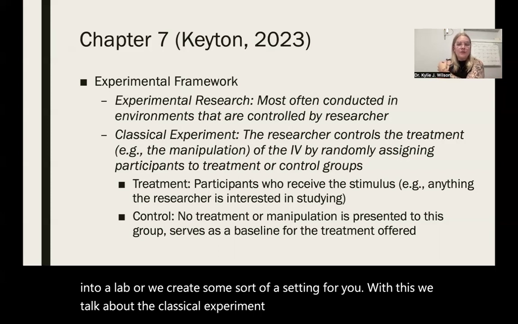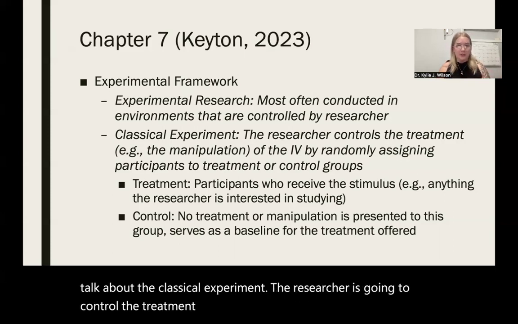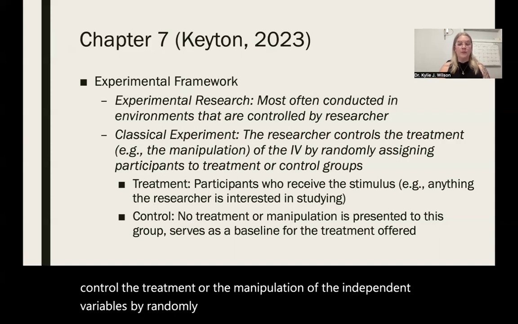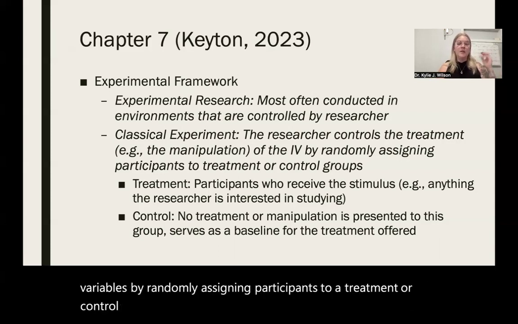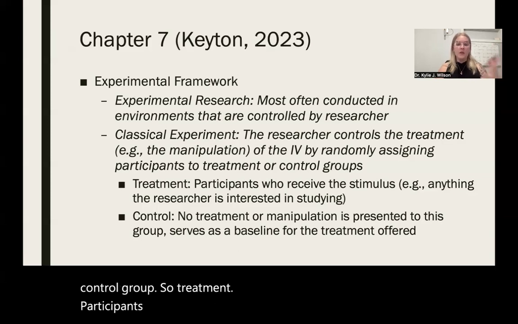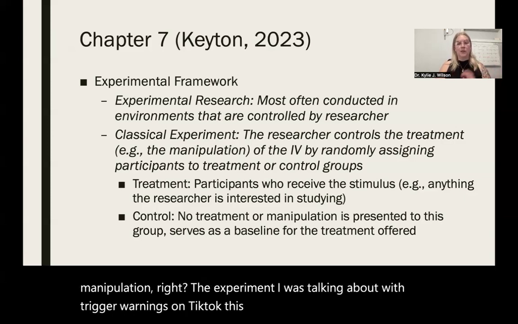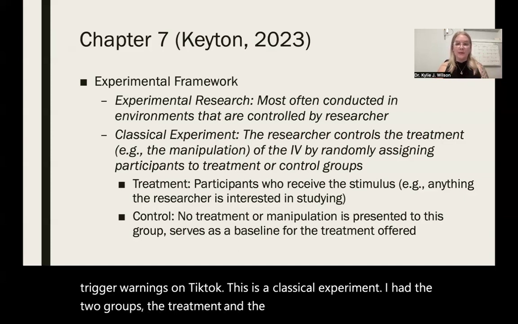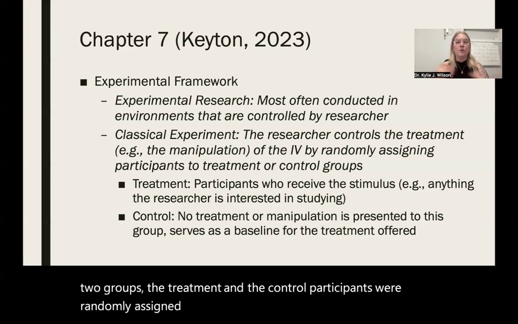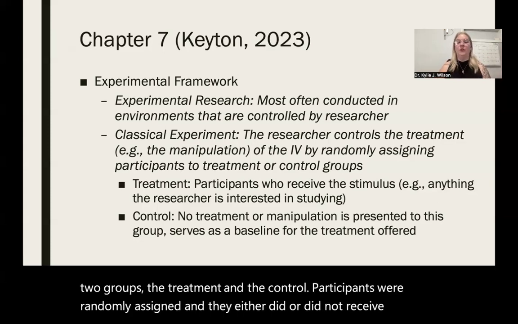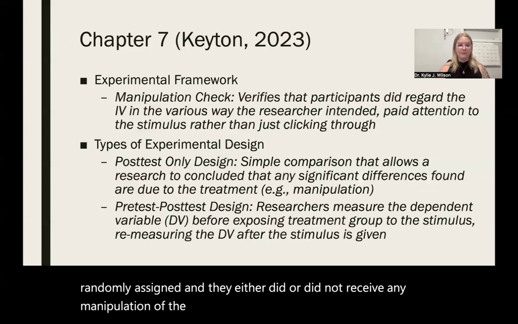The researcher is going to control the treatment or the manipulation of the independent variables by randomly assigning participants to a treatment or control group. So treatment, participants who receive the stimulus, or control, no treatment or manipulation, right? The experiment I was talking about with trigger warnings on TikTok, this is a classical experiment. I had the two groups, the treatment and the control. Participants were randomly assigned, and they either did or did not receive any manipulation of the stimulus.